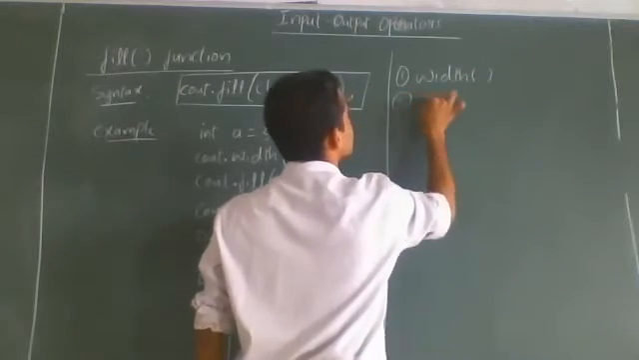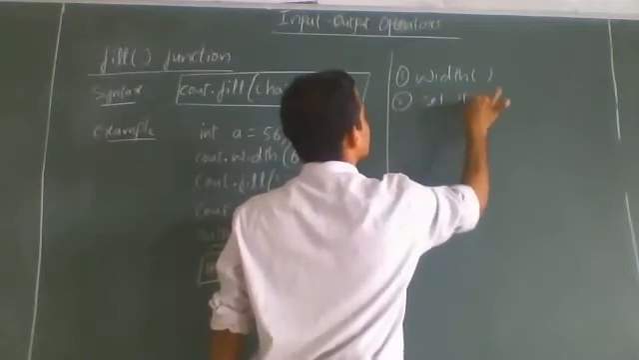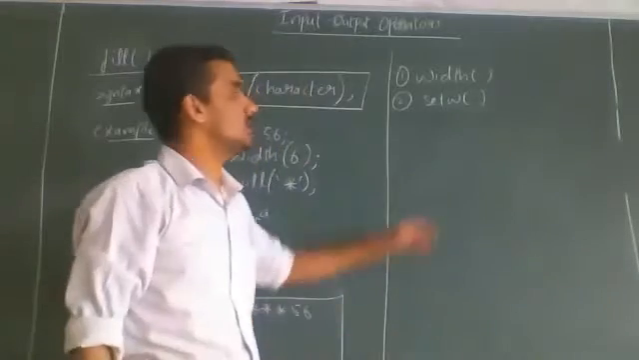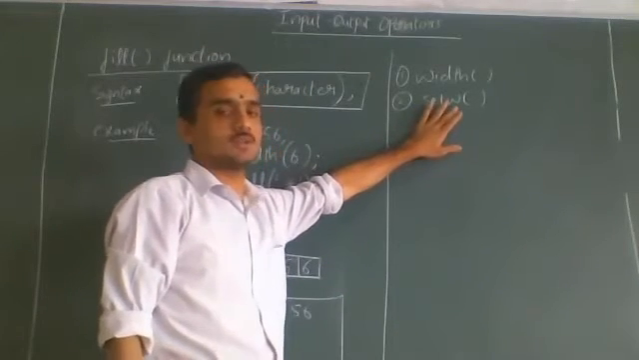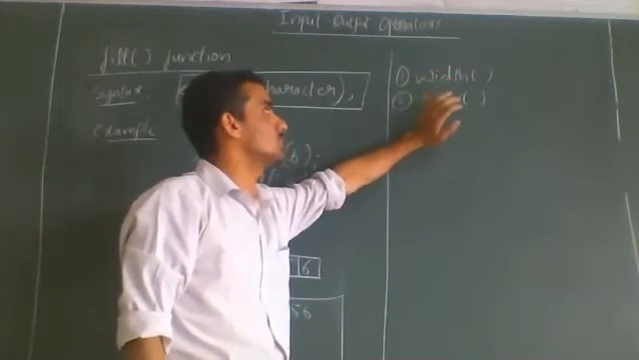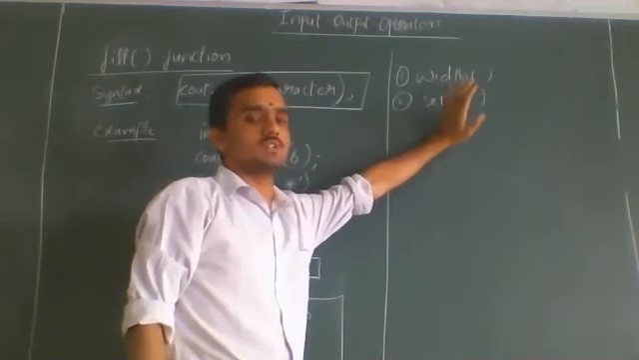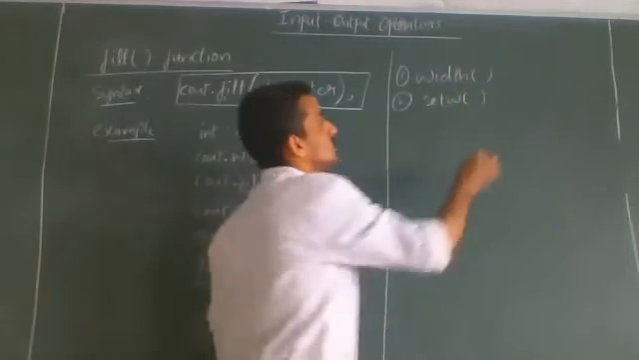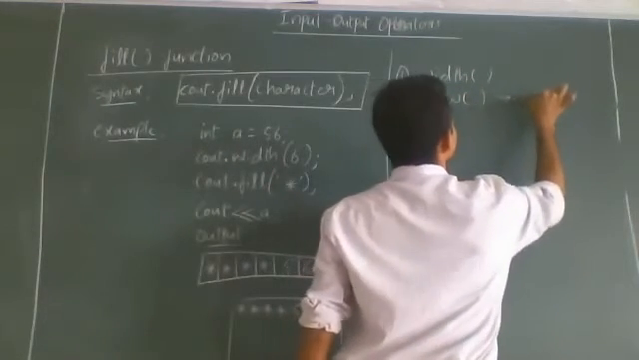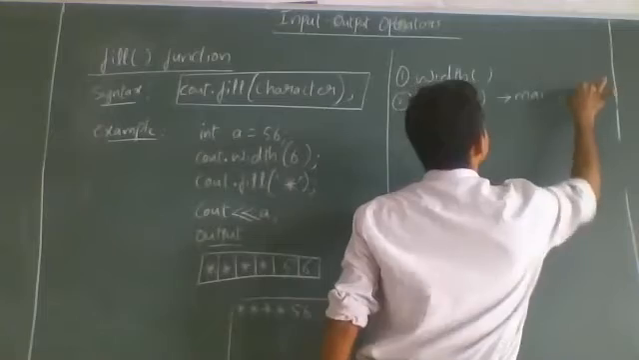Second, set w. Width and set w, here set w means set width. So both functionalities are the same. Width is called a function. Set w is called a function as well as a manipulator.